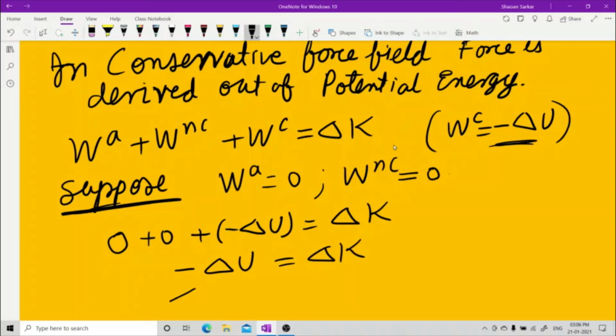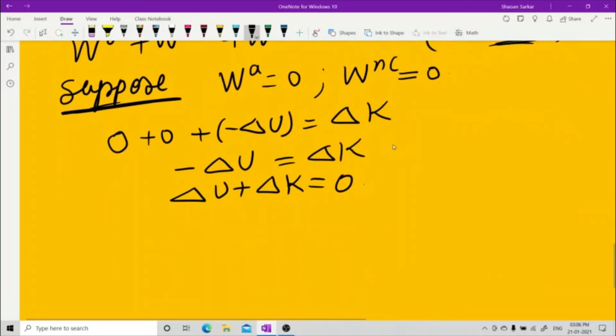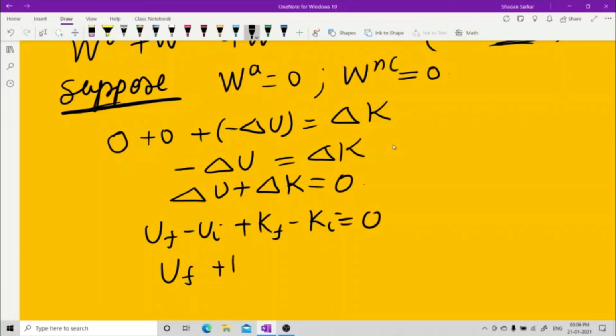Bring all on one side. Delta U plus delta K is equal to 0. And now you will see this is U final minus U initial plus K final minus K initial is 0. So U final plus K final is equal to U initial plus K initial. So this is a very, very important concept known as conservation of mechanical energy.